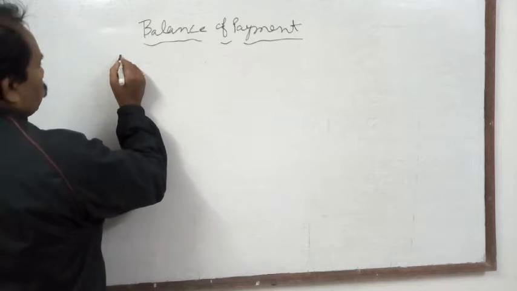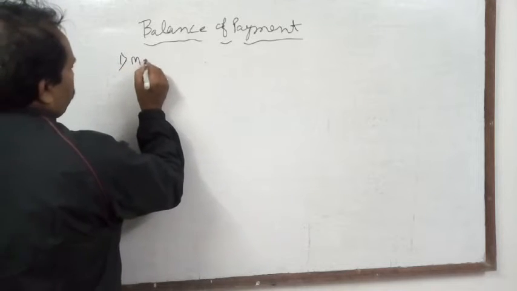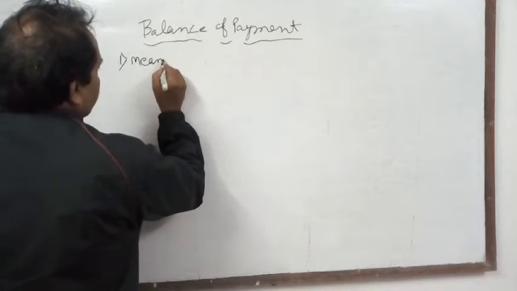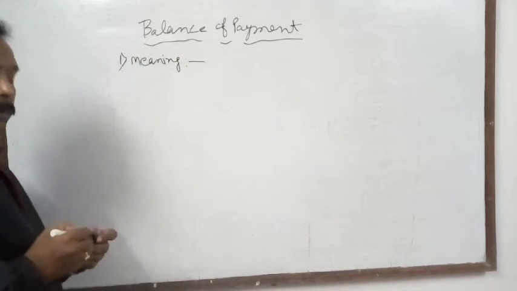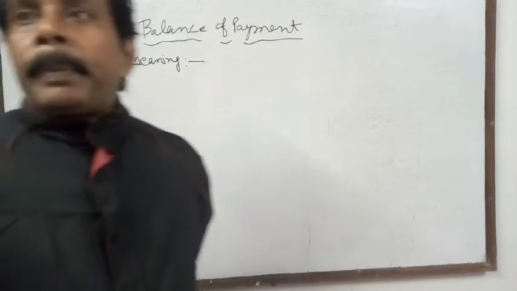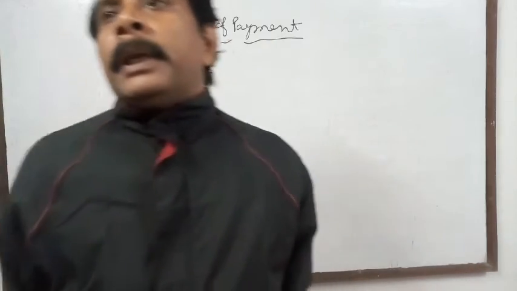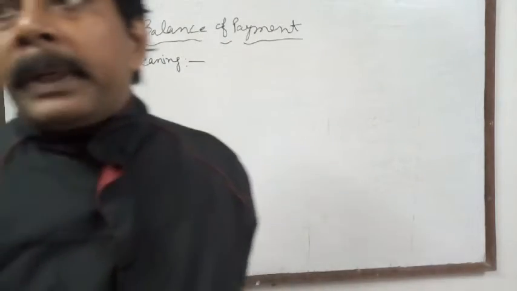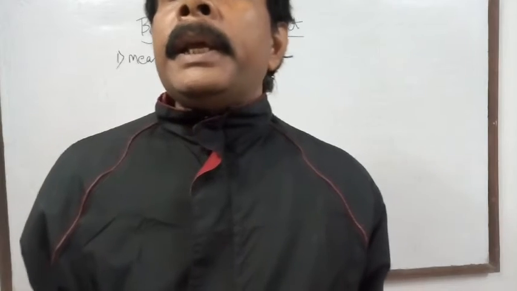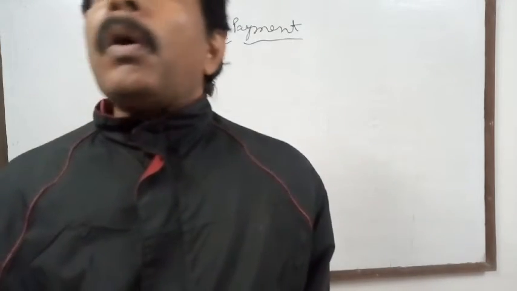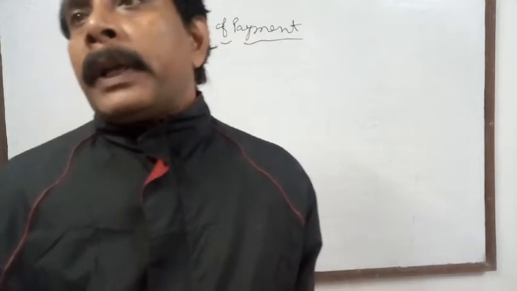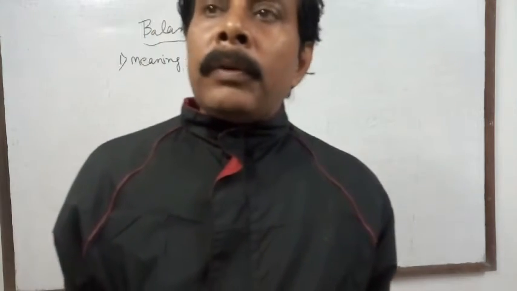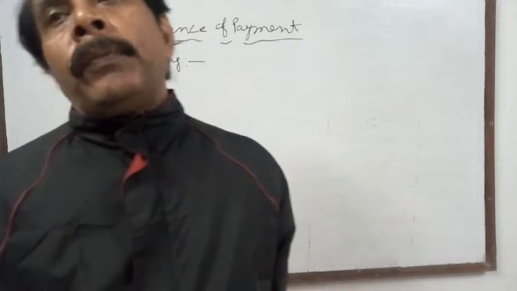First of all, you should know about the meaning of balance of payment. So what is the meaning of balance of payment? Balance of payment is an accounting statement that provides a systematic record of all economic transactions between the residents of a country and the rest of the world in a given period of time.